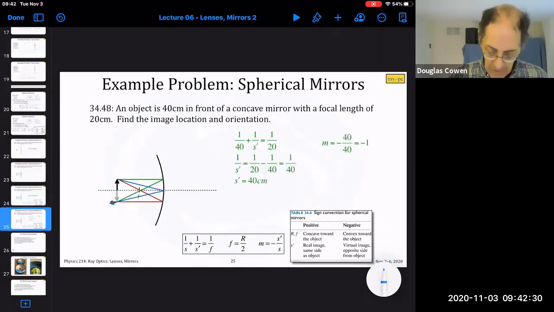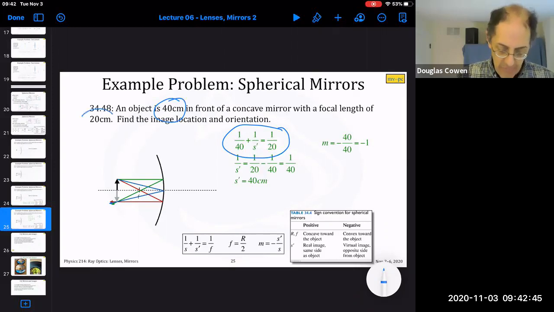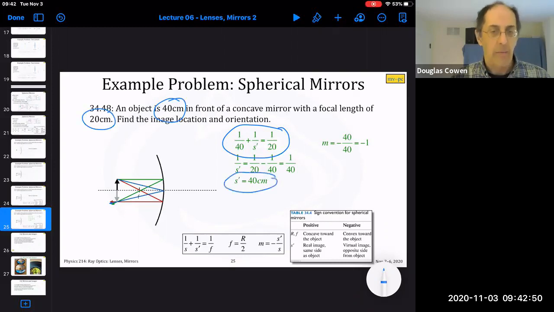And so now we're going to do this numerically. So the general expression is 1 over S, which is 40 centimeters, plus 1 over S prime, that's what we're trying to find, equals 1 over F, which is 20 centimeters. And then we solve for S prime, and we get 40. So that's consistent with our ray tracing, namely that the position of the object and the image are the same distance from the mirror. They're both 40 centimeters away.